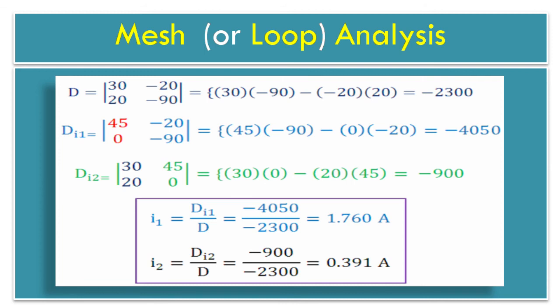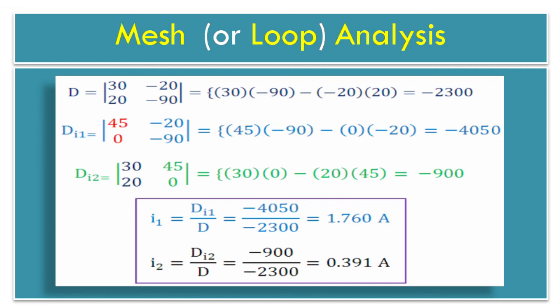After calculation, we get DI1 is equal to minus 4050. Then find determinant DI2 by replacing the column values minus 20 and minus 90 in determinant D with the constants of equation 3 and 5 as 45 and 0. After calculation, we get DI2 is equal to minus 900.